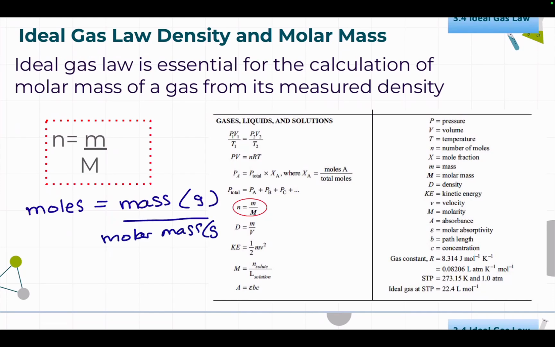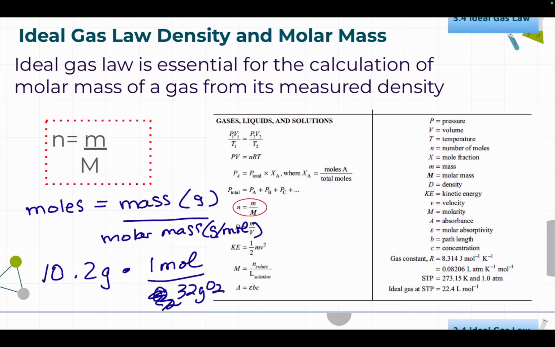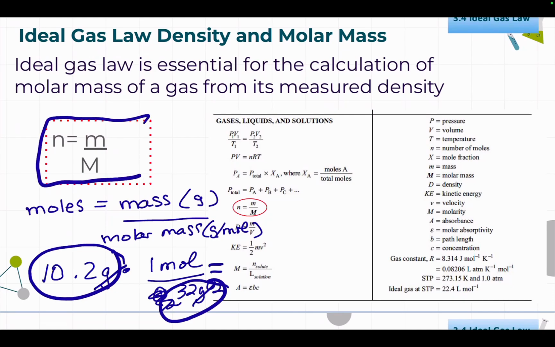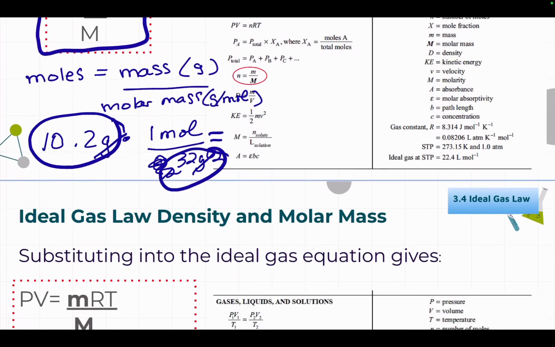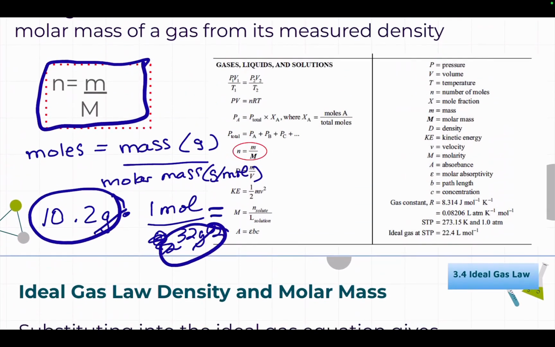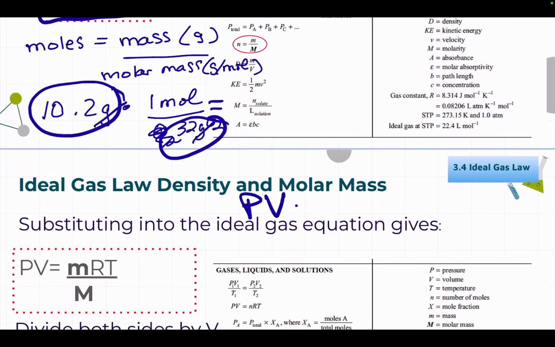So typically, if we have 10.2 grams, and let's say it's oxygen, we would say 32 grams of O2 in 1 mole of O2. So really we are taking the mass divided by the molar mass. So that gives us moles. So now what we're going to do is substitute into the ideal gas law. Instead of n, we're going to put in mass over molar mass.